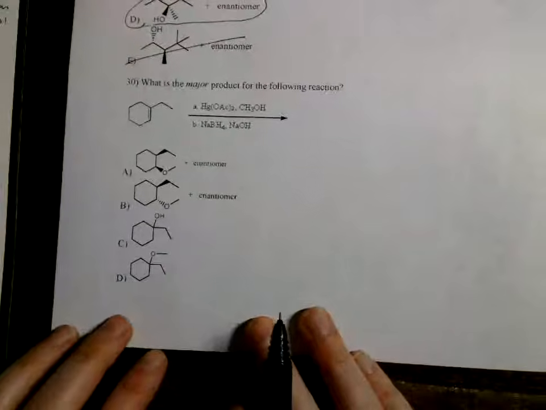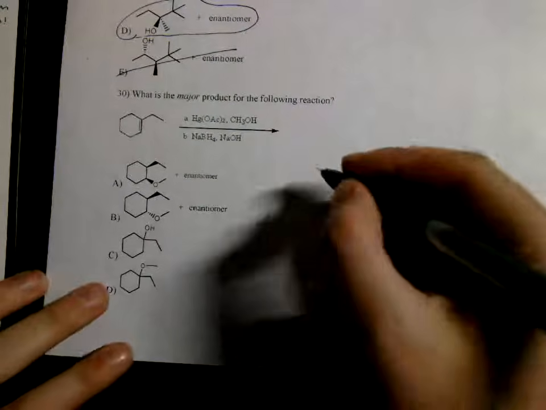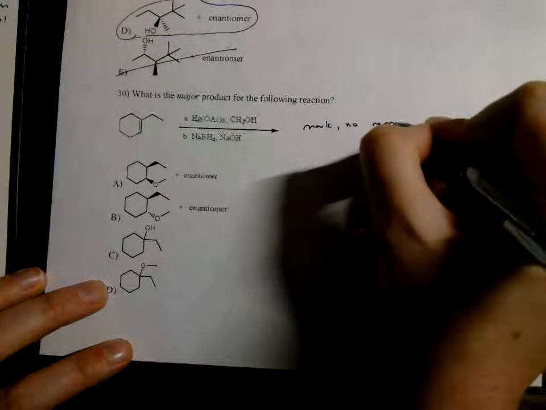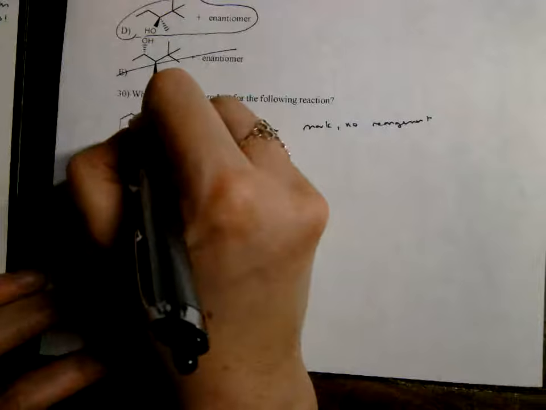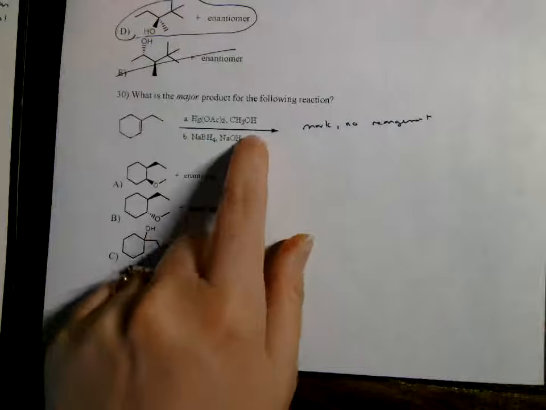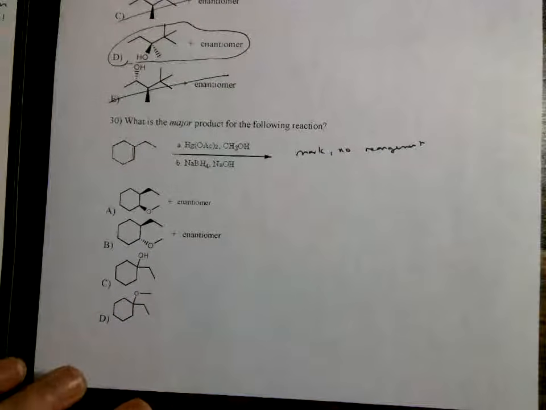Okay, and then question 30. What is the major product from the following reaction? Okay, so again, we should have the same thing. It should add with Markovnikov with no rearrangement. So the OH is going to go where the most stable. Ooh, it's not an OH. There's CH3OH. Okay, that would have gotten me. That's the same thing I talked about.